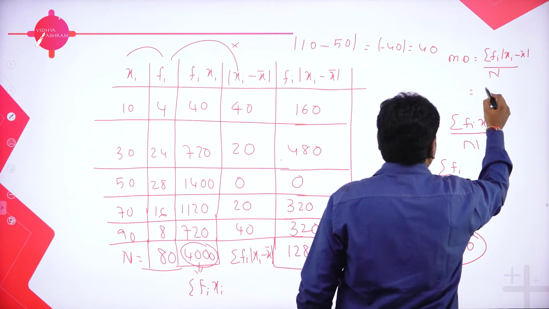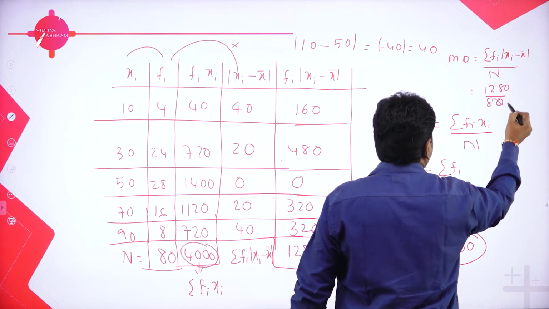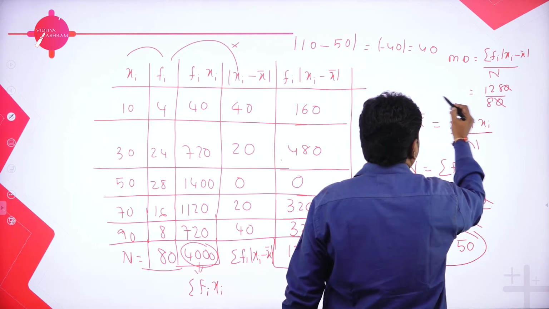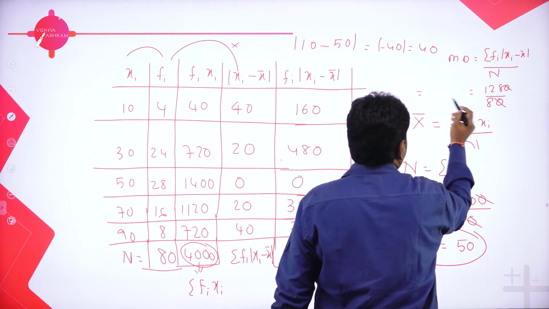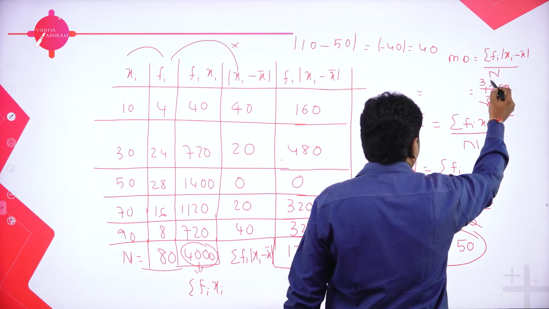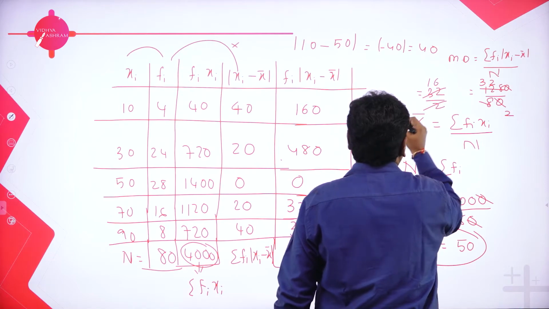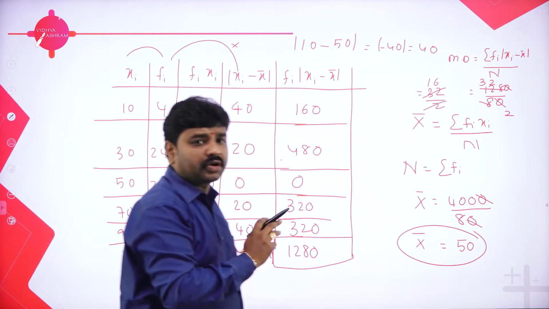So, this is 1280 and n means sum of the frequencies, this is 80. 0, 0 cancels. Simplify this, both are divisible by 4. 4 2s are 8, 4 3s are 12, 4 2s are 8, 32 by 2 and again divisible, 16. So, mean deviation you got 16. I hope all of you got this.